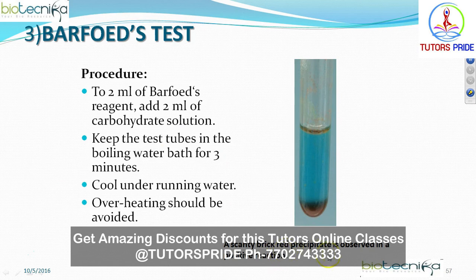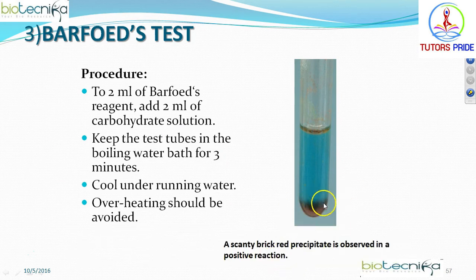A scanty brick red precipitate is observed in a positive reaction. In a positive reaction, you will get this type of color. A precipitate will be formed at the bottom. So this is called your Barfoed's reagent, and this is meant for differentiating between monosaccharide and disaccharide. Monosaccharide, as I told you, will react very fast. If monosaccharide is present, the color will change within 3 minutes. Precipitate will be formed within 3 minutes.